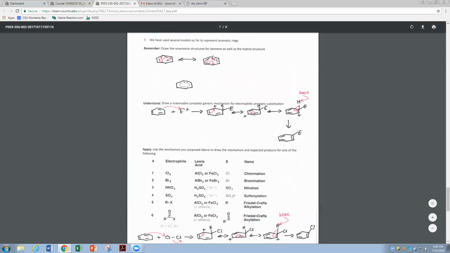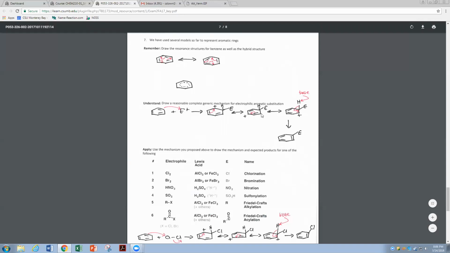And then the last problem is we have several models to represent aromatic rings. So we're going to draw the resonance structures for benzene as well as the hybrid structure. And notice you can draw a reasonable and complete generic mechanism for your electrophilic aromatic substitution. There's extra help on this week's iLearn if you need some additional practice, but the idea here is your double bond attacks your electrophile, and then you can move your double bond around the ring.